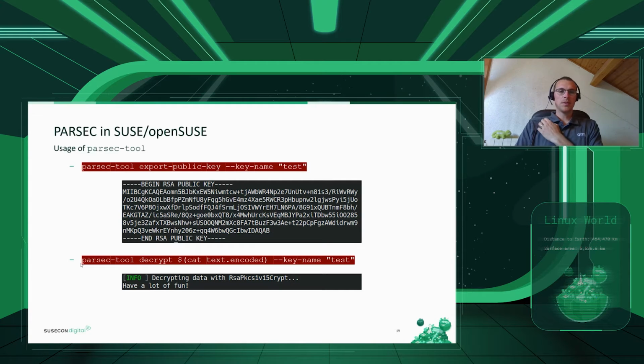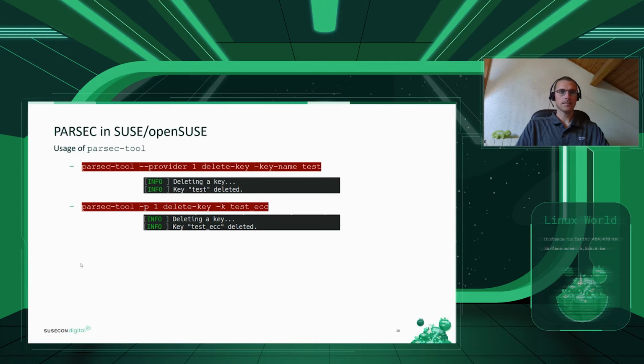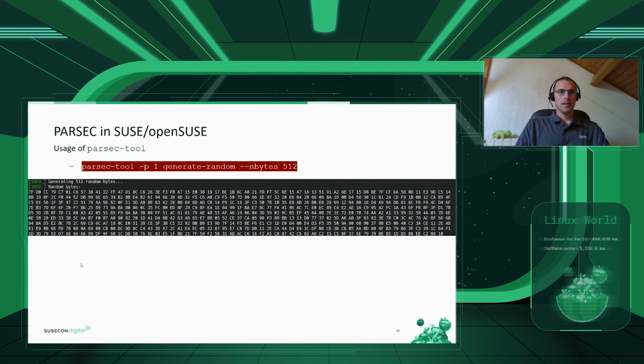You can also export the public key to make use of it. And you can also use parsec-tool to decrypt some encoded text with a given key. Of course, you can also delete a key with parsec-tool. And you can generate random numbers. So you can generate n bytes with parsec-tool. Please note that not all backends allow generating random numbers.